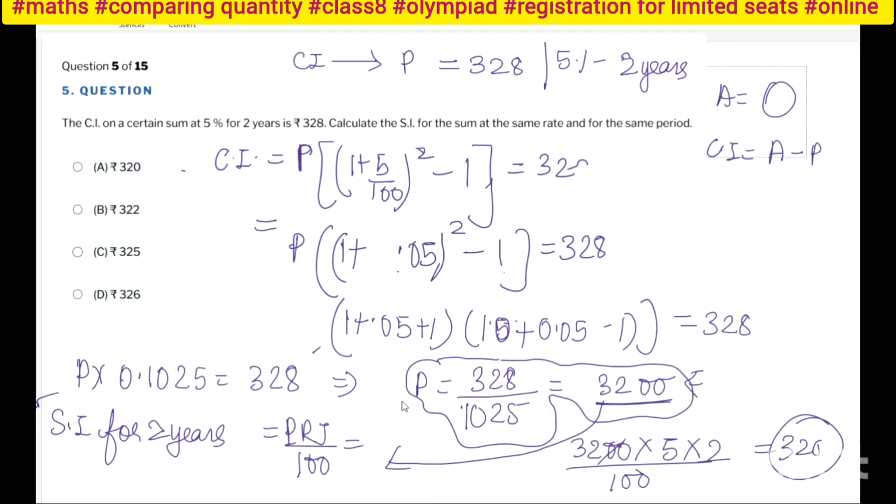How did we calculate? My P value comes to 3200. So I put it in SI, that is PRT by 100. So I am getting 320 as my answer.